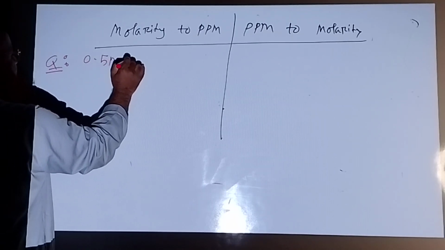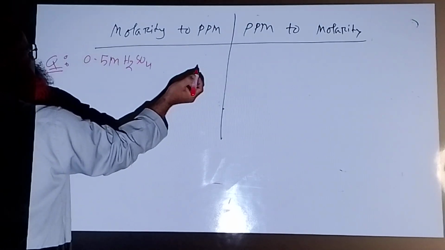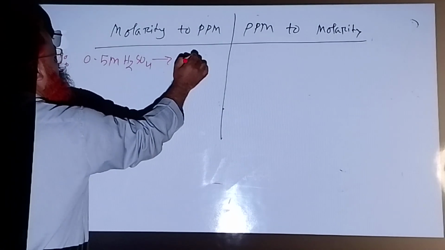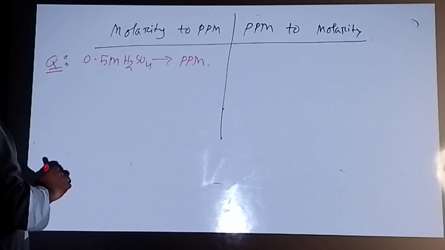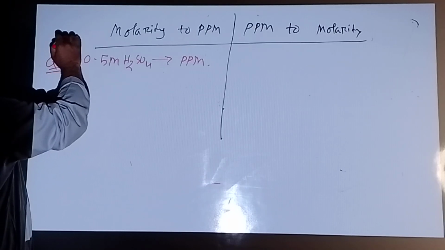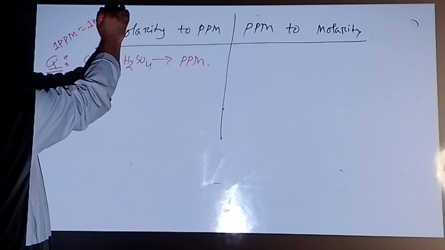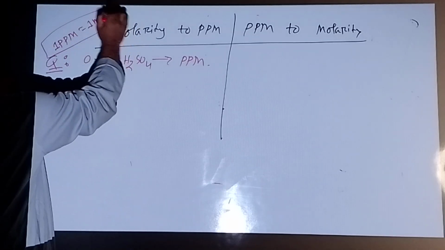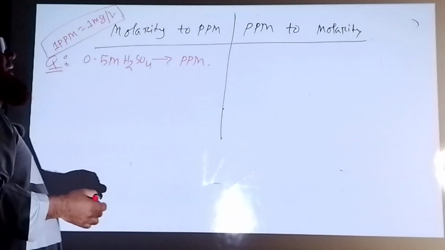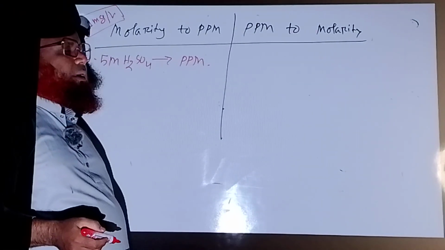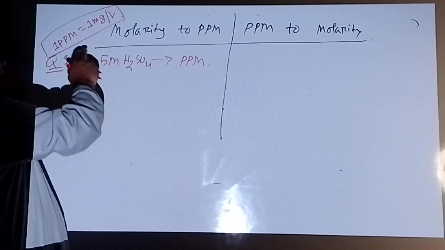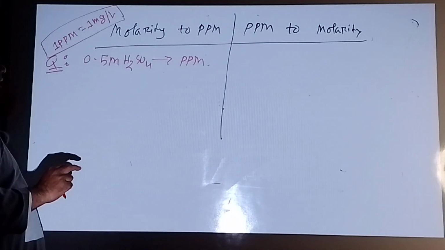0.5 molar H2SO4 will convert into what? ppm. Another information for you that 1 ppm equals 1 milligram per liter. This is very important information: ppm and milligram per liter are the same thing. ppm concentration and milligram per liter are the same thing.